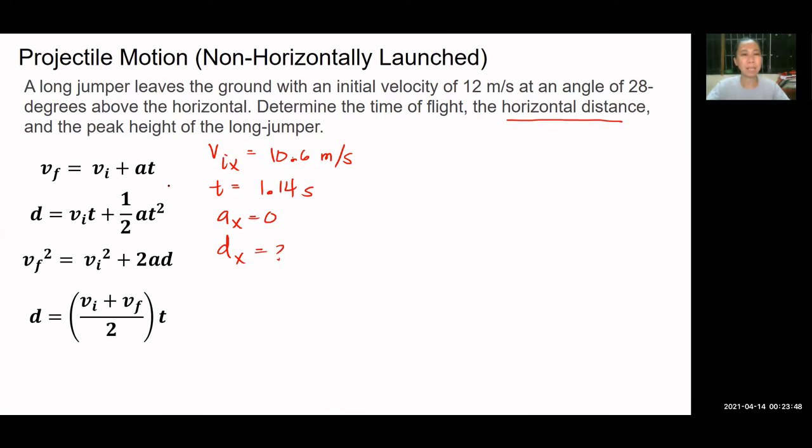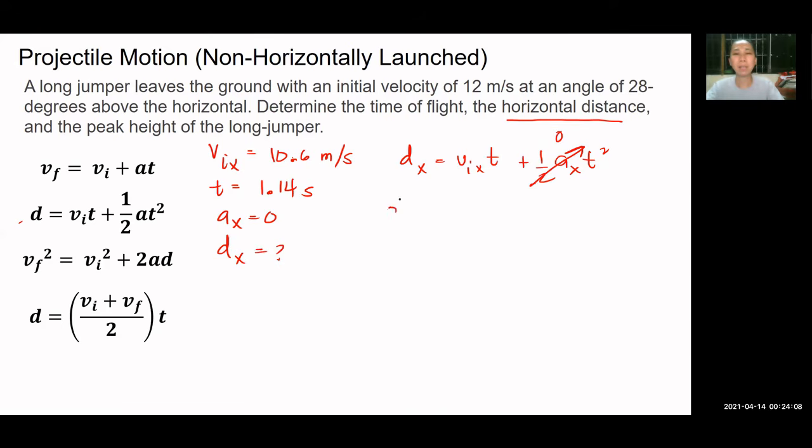Let's look at the first one: we cannot use it because the distance is not in it. So the second one, we can use this. We have DX equal to VIXT plus 1/2 AXT squared. Again, AX is equal to 0, so this term cancels.